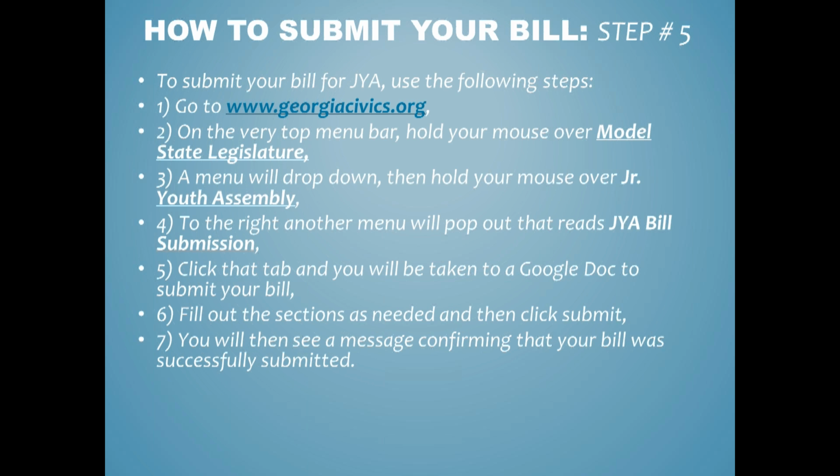So to go through the process of how to submit your bill for Junior Youth Assembly, I'll read through the 7 steps here, and then I'll show you what that looks like when you actually go to submit that. The very first thing that you would do is go to georgiacivics.org, which is the website for us. And then you would hover with your mouse, not clicking, but just hovering with your mouse over where it reads Model State Legislature. And then you will see that it says Junior Youth Assembly. Hover over that, and then you'll see that it says JYA Bill Submission. You'll hover over that and click, and then it will take you to where you submit your bill.